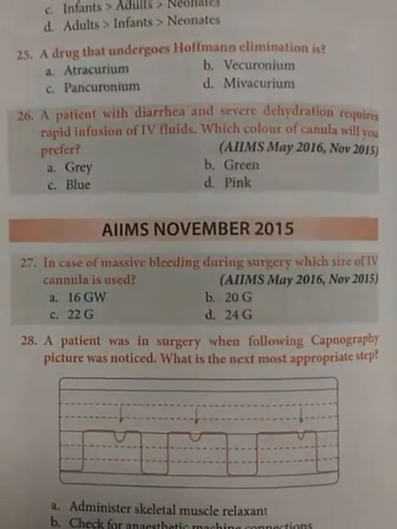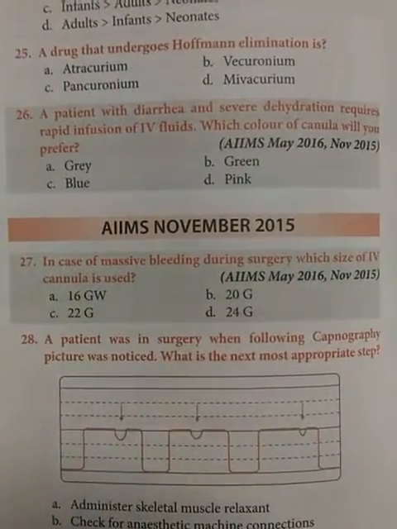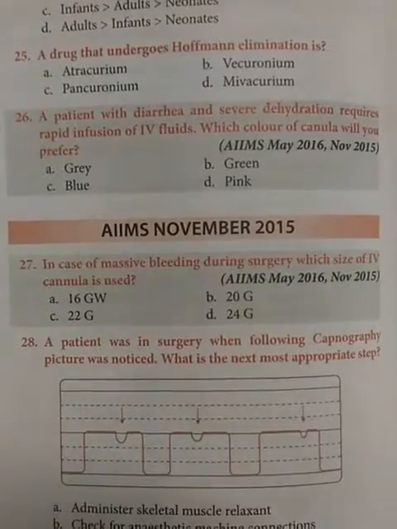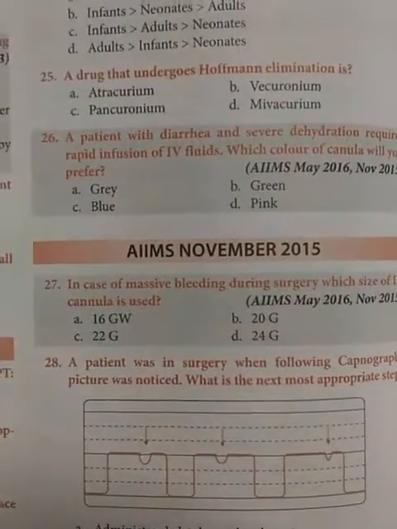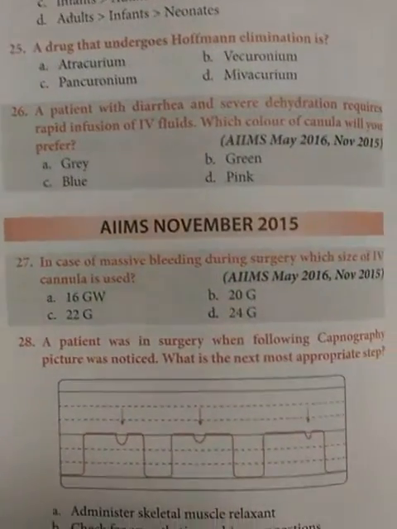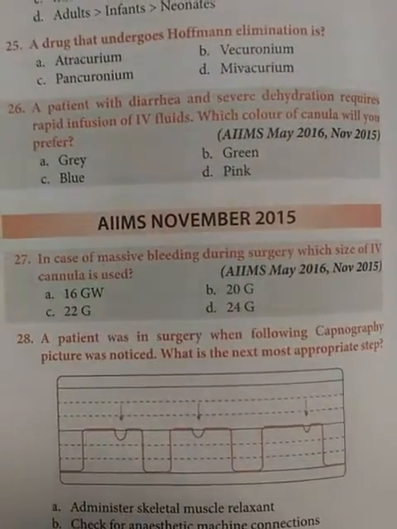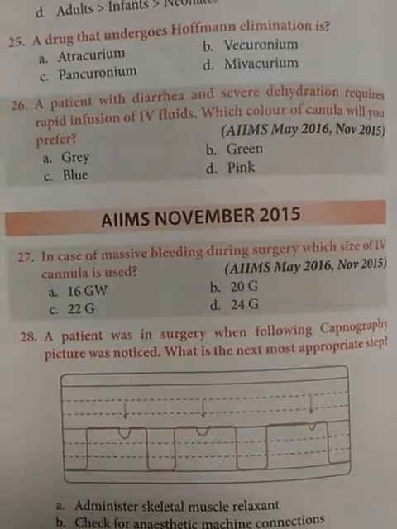The patient with diarrhea and severe dehydration requires rapid infusion of IV fluids. So we need a large pore cannula. As the number advances, the cannula will be smaller. So it's gray, 16. Again, in case of massive bleeding during surgery, we need 16 gauge or 14 gauge.